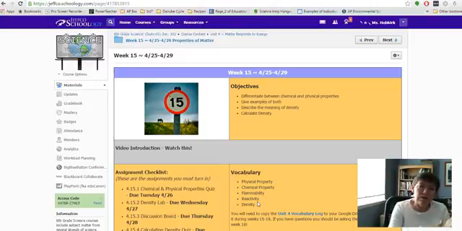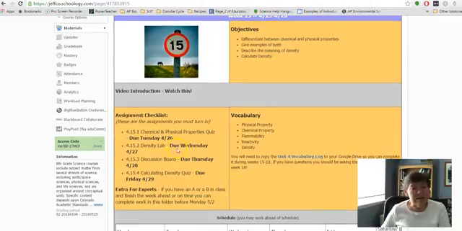Important things to learn this week: the difference between chemical and physical properties, being able to give an example of either of those, understanding density, and calculating density. This week's a little different than most weeks in that there are 4 assignments due, on Tuesday, Wednesday, Thursday, and Friday. They're all kind of small assignments, though, so you do need to get those done.